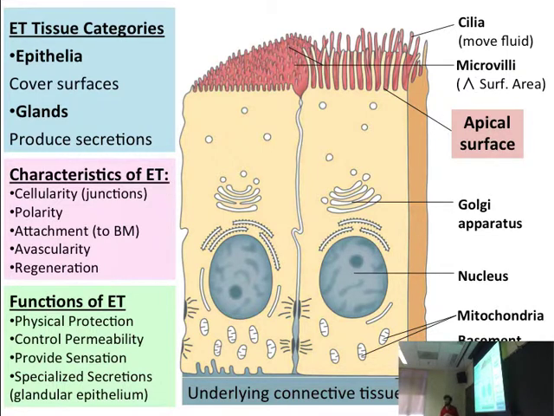Oftentimes, epithelial cells are invested with neural tissue and can provide sensation, and they make specialized secretion. Glandular epithelia make all kinds of secretions, from earwax to sweat to hair oil to et cetera, and on and on. Okay? I think that's all I need to go through.